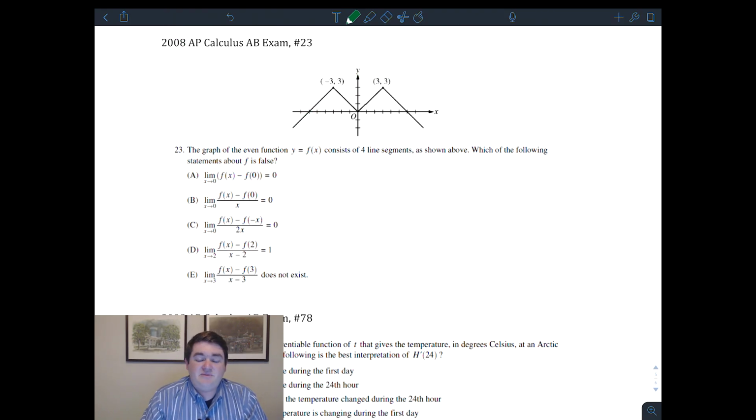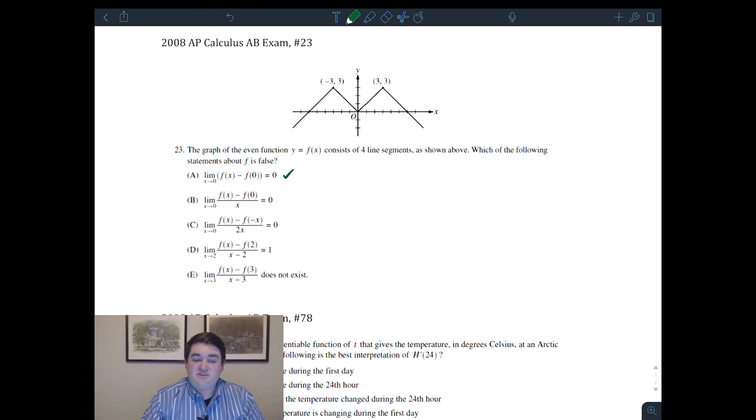All right, 2008 AB number 23. This is actually a pretty tough problem. The graph of the even function y equals f of x consists of 4 line segments. Which of the following statements about f is false? A, the limit as x approaches 0 of f of x minus f of 0 is 0. Well, because f of 0 is 0, this statement is true.